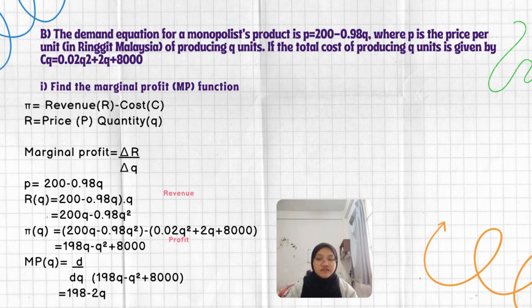I will explain question B: find the marginal profit function. Step one is define the profit relationship. To find the marginal profit, we start with the formula for profit. Profit is calculated as profit equals revenue minus cost.